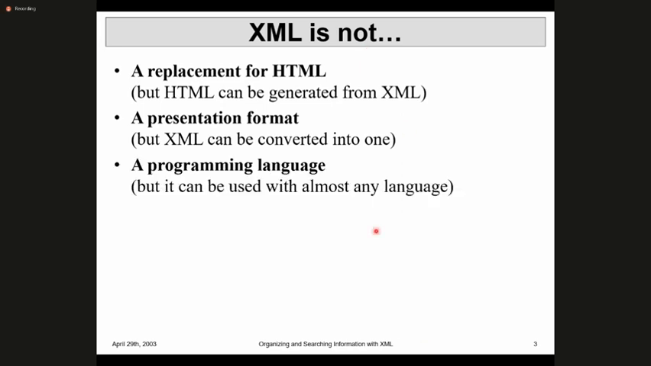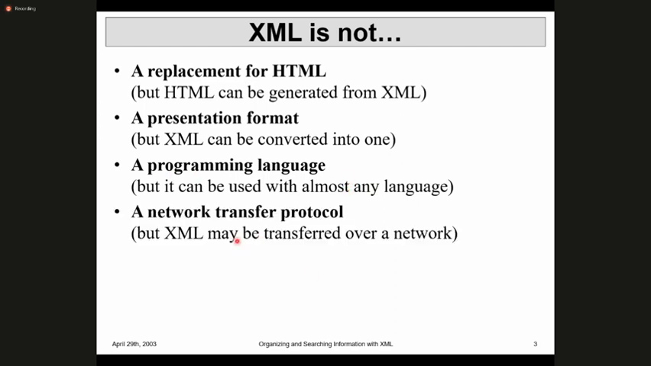So XML is not a programming language, right? You can't write programs with XML, but it can be used with almost any language. XML can be used as a tool for communication and data representation, and for those things, XML can be used with almost any programming language, but XML is not a programming language, right?